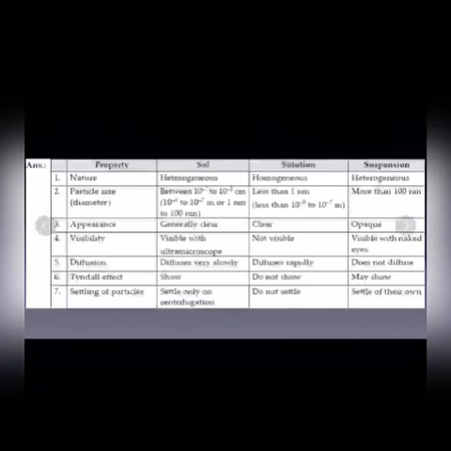Sol, which is colloidal solution, is heterogeneous, solution is homogeneous, and suspension is heterogeneous. Particle size: you can see the particle size of colloidal solution is between 1 nanometer to 100 nanometer, of solution is less than 1 nanometer, and of suspension is more than 100 nanometer.